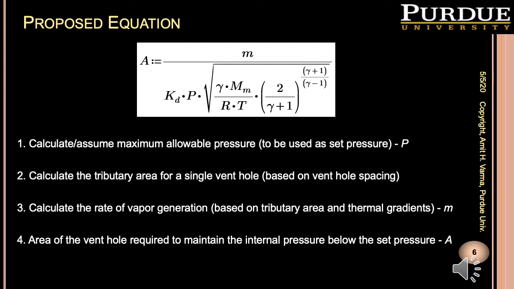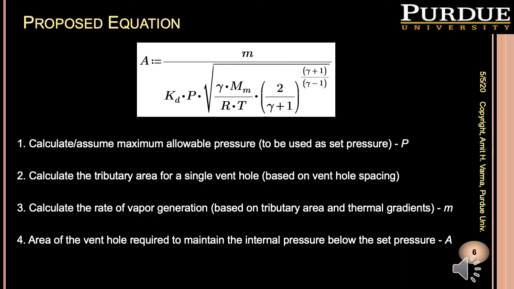Now, this slide presents the steps involved in using this equation to calculate the size of the vent holes or the spacing of the vent holes. Let's go with the case where we use the vent hole spacing as an input parameter and then come up with the diameter or the size of the vent hole required. The first step would be you would consider what is the maximum allowable pressure, what is the pressure you are okay to let develop in the wall, and that is the set pressure P. And since you know the vent hole spacing, that's an input parameter.